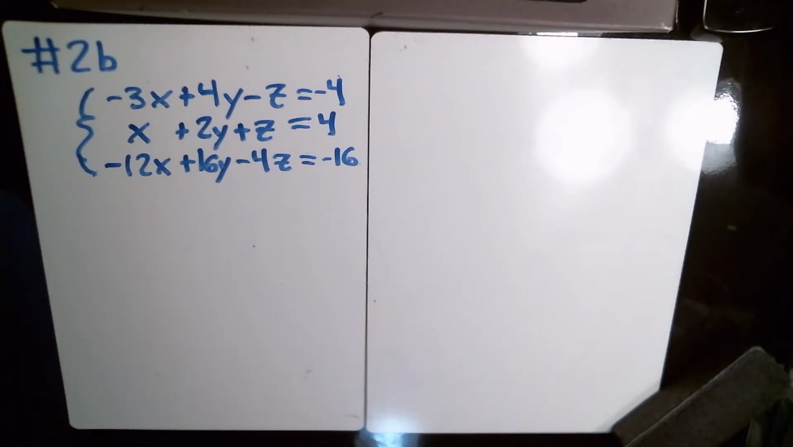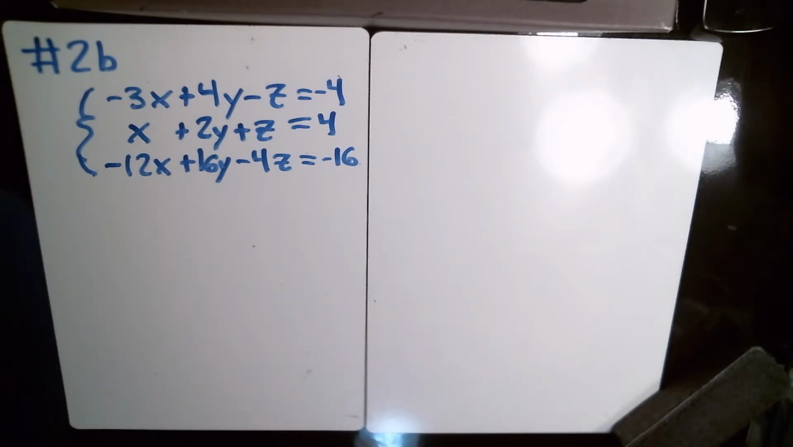Okay, welcome back. In this video we're looking at 2b, which is a system of linear equations with three variables. This is in the chapter 5 review, so you could use chapter 6 stuff and set up a matrix and row reduce it. I'm going to do it the chapter 5 way, where we don't have matrices yet.